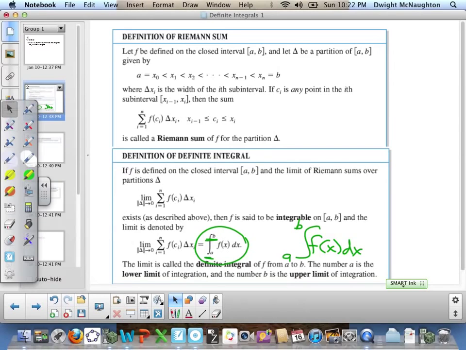In the past, the antiderivatives we've been using have been indefinite integrals because they did not have that a and b on there. The a and b limits it. It's definite because there's a left side and a right side. The integrals we've had before did not have a left or a right. So let's look at what this means.